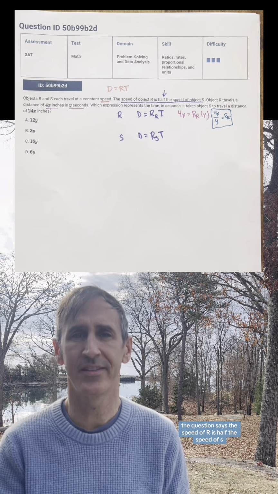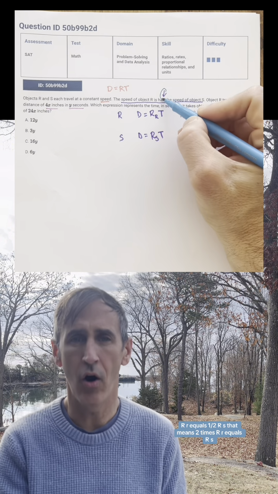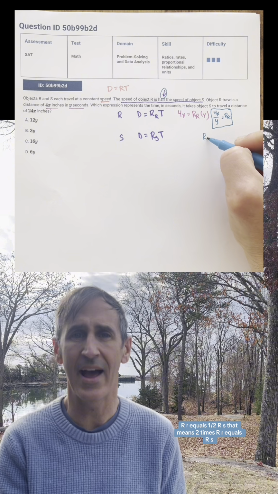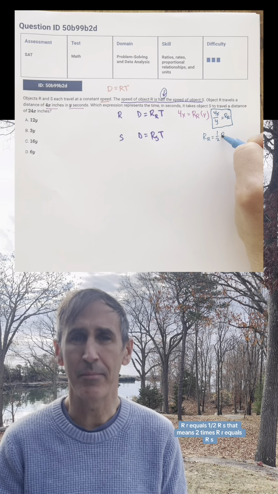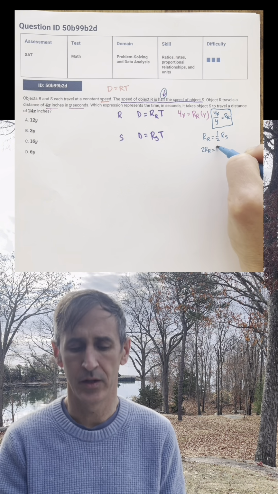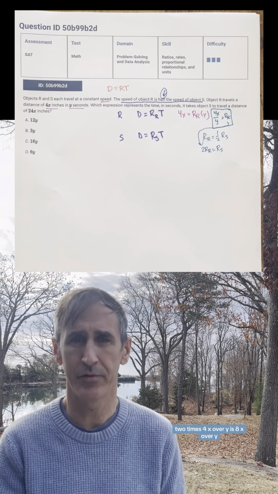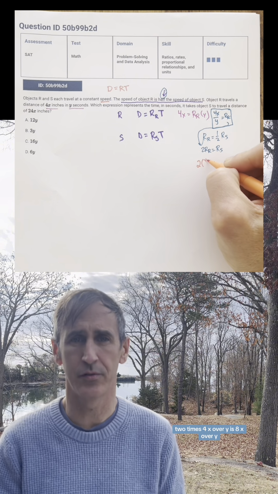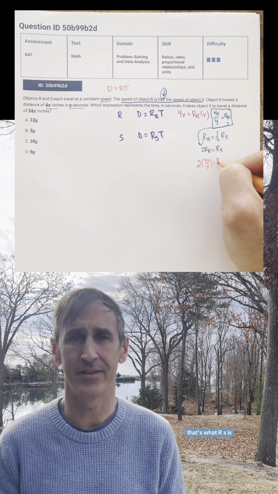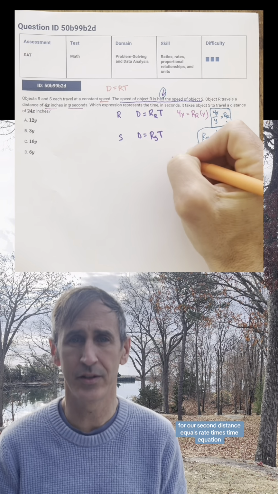The question says the speed of R is half the speed of S. rR equals 1/2 rS. That means 2 times rR equals rS. We just found rR to be 4x over y. 2 times 4x over y is 8x over y. That's what rS is. Now we can put that into the rate for our second distance equals rate times time equation.